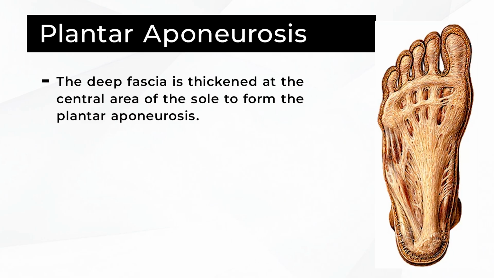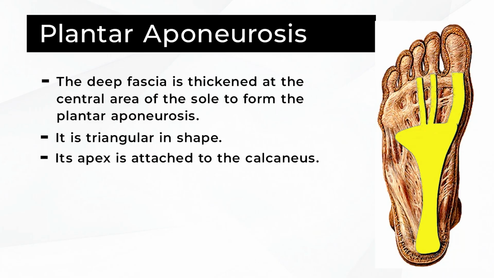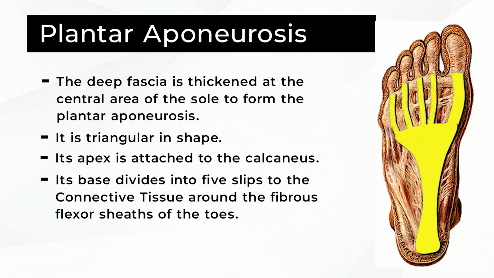The deep fascia of the sole is thickened at the center to form the plantar aponeurosis. It is triangular in shape. Its apex is attached to the calcaneus. Its base divides into five slips that run to the connective tissue around the fibrous flexor sheaths of the toes. These slips are connected by ligaments, thus limiting the movements of the toes.